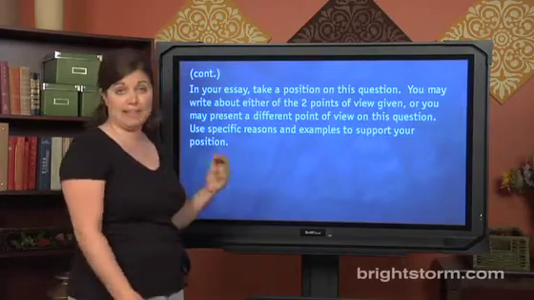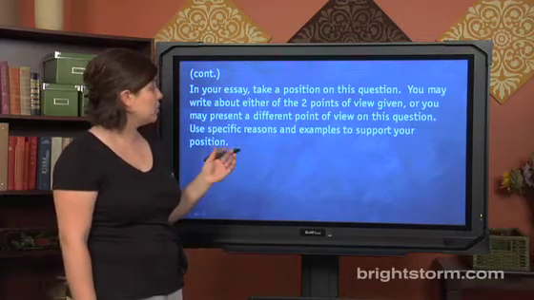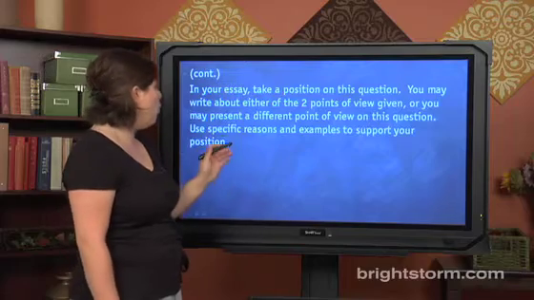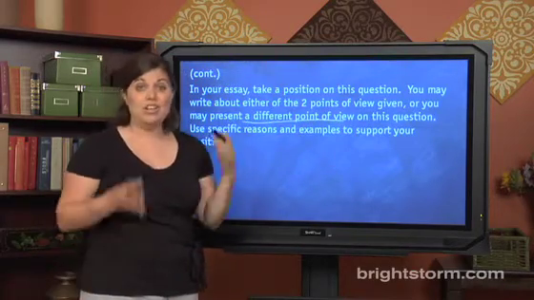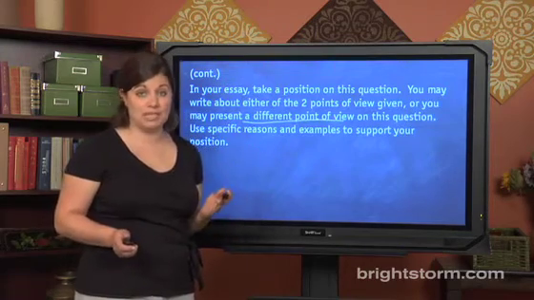And then finally, that last part of the prompt that you're going to see in any prompt is: in your essay, take a position on this question. You may write about either of the 2 points of view given or present a different viewpoint on this question. All right, so now you've got a really marked up prompt. You've attacked it. Let's move on to step 2.